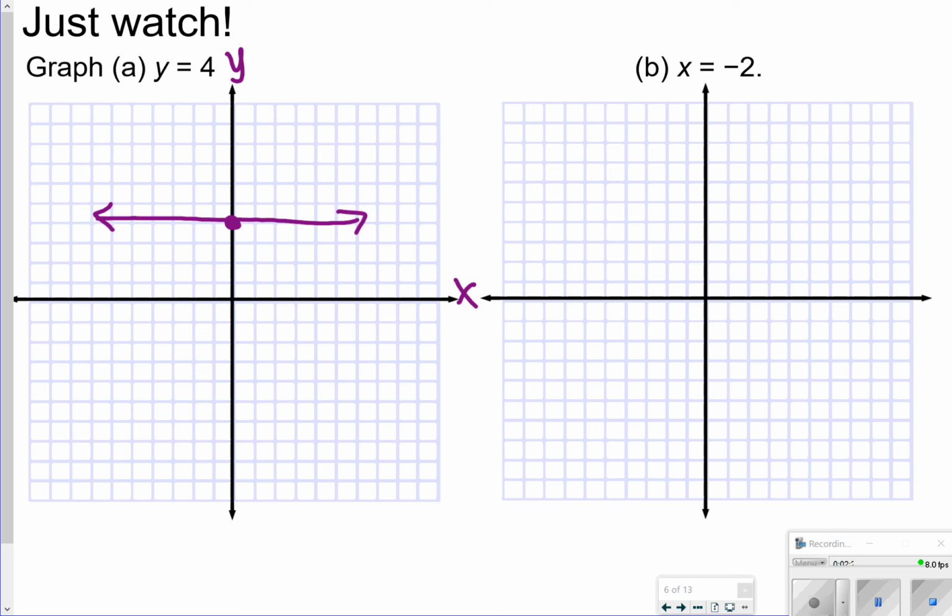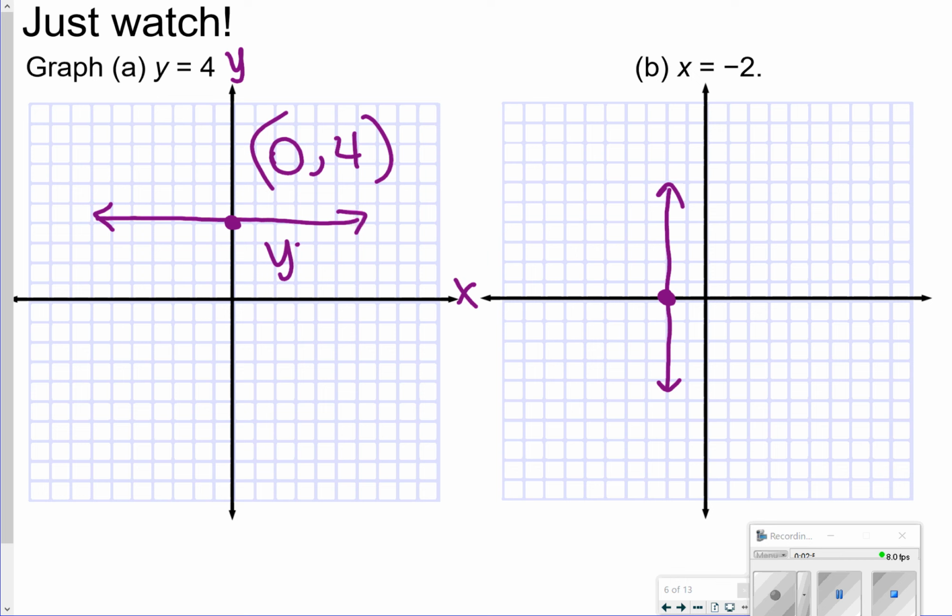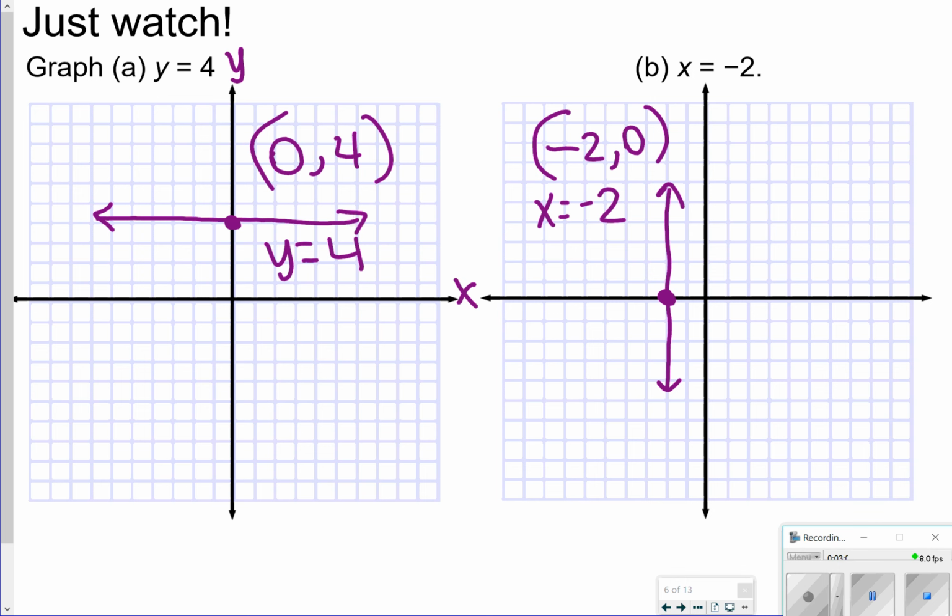For this one, it says letter B, x is equal to -2, so I'd find -2 on the x-axis, which is the horizontal axis, and then once I find that point, I'm just going to make a vertical line, and that vertical line will show where x is equal to. So really quickly, the points here are 0, 4 for the first one, where y is equal to 4. And then over here, this point is -2, 0, where x is equal to -2. Make sure you include those things too after you graph.